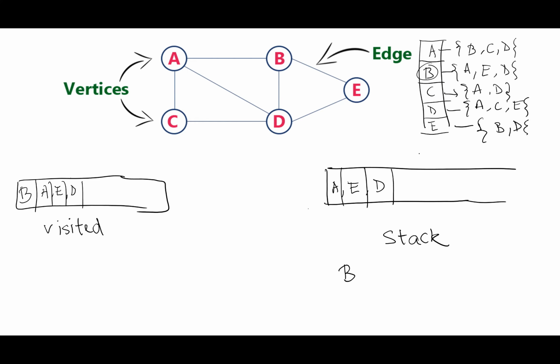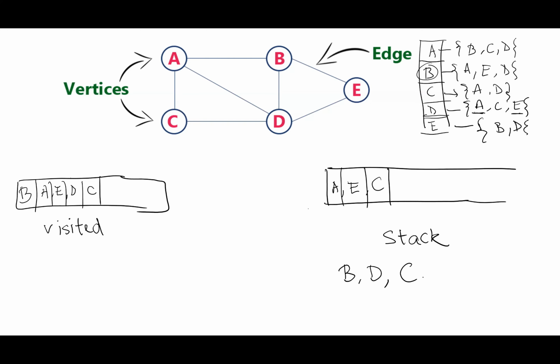Next, we take out D, because this is the last one that went into the stack. And then its neighbors are A, C, and E. Now you see A is already in the visited list. C is not in the visited list. E is in the visited list. So we just put C and add C to the visited list. Next we take out C.